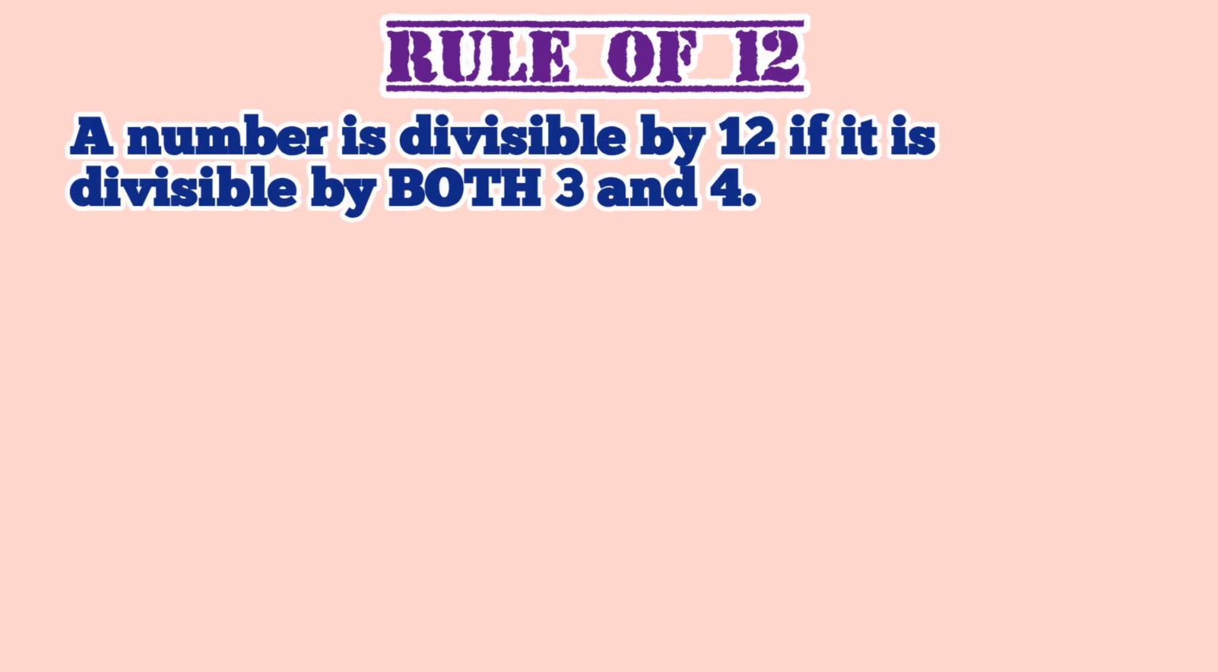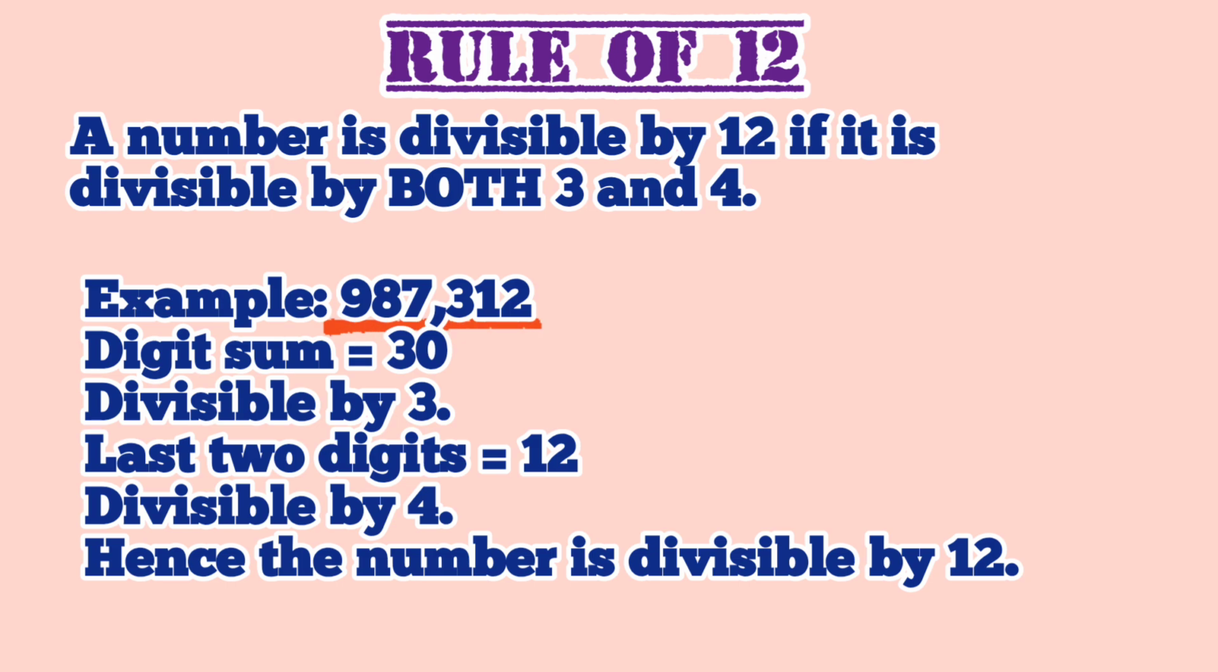Now the rule of 12. The rule of 12 is very simple. If the number is divisible by both 3 and 4, then the particular number is divisible by 12. Okay, let me explain with an example. I have taken the number 9,87,312. According to the rule of 3, I have to find the sum of all the digits. For that, 9 plus 8 plus 7 plus 3 plus 1 plus 2. The sum is 30. So this particular number is divisible by 3. If the sum is divisible by 3, then the whole number is divisible by 3. According to the rule of 3, I am telling.